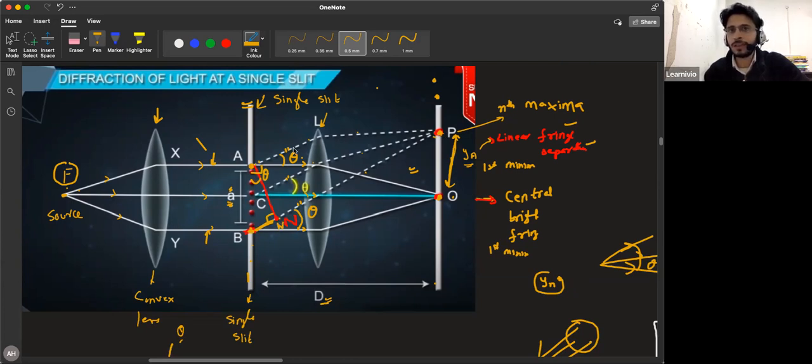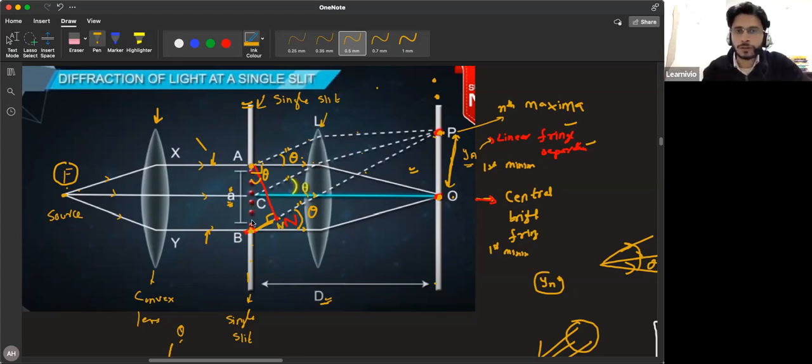This NP is exactly equal to AP. The leftover, this is the extra part, and this is what we call path difference. Sir, after we are dropping a perpendicular, the waves from A and B will have the same origin then? No, the waves are coming from A and B.